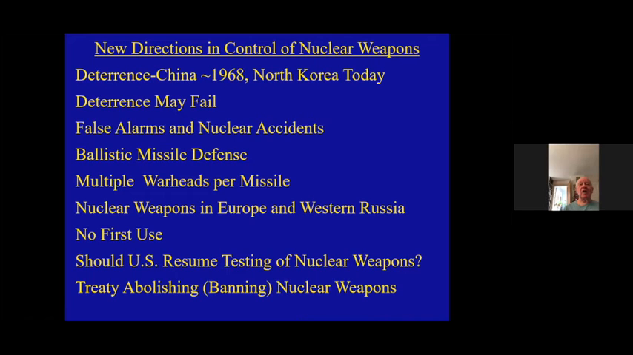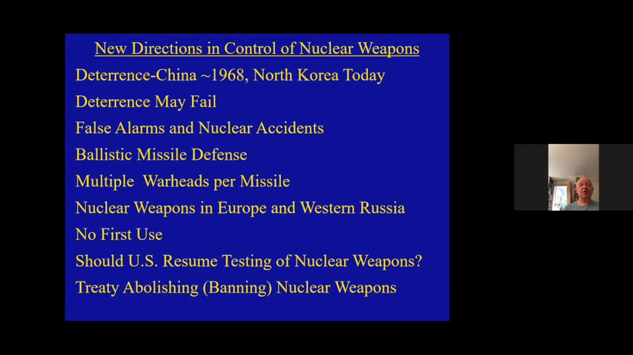Okay, there has been increased concern about nuclear weapons in Europe and Western Russia. I won't talk more about that, but these are not weapons that were covered under the present New START treaty. They were covered by a previous agreement, the intermediate forces agreement, which the US has gotten out of.